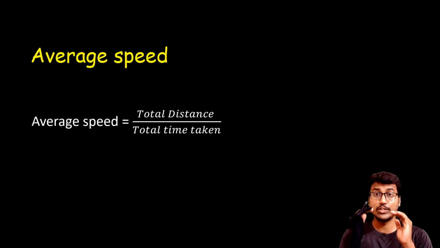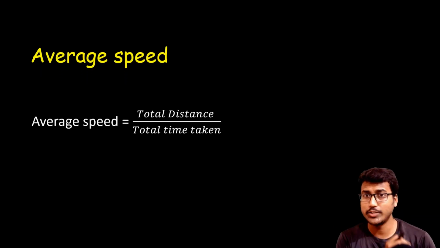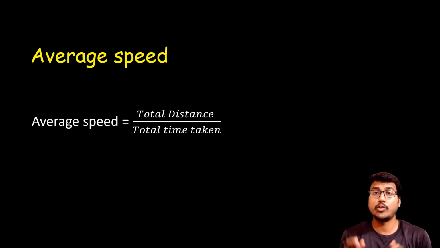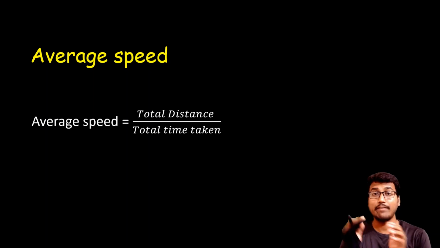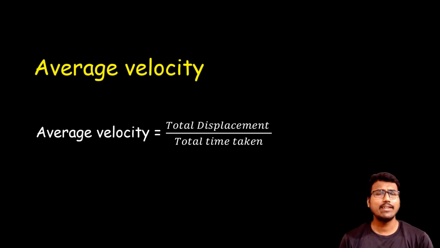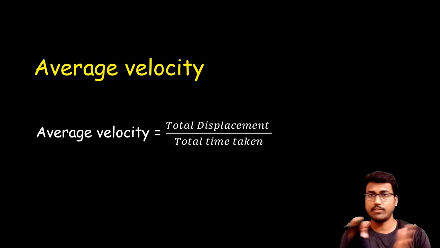Let's get started. Average speed. Average speed is the total distance divided by total time taken. So whenever you are going to find out average, you are going to consider total values. Okay, the average of total values. So let's go forward. Average velocity. Average velocity is total displacement by total time taken, and the SI unit will be the same as speed and velocity, which is meter per second.